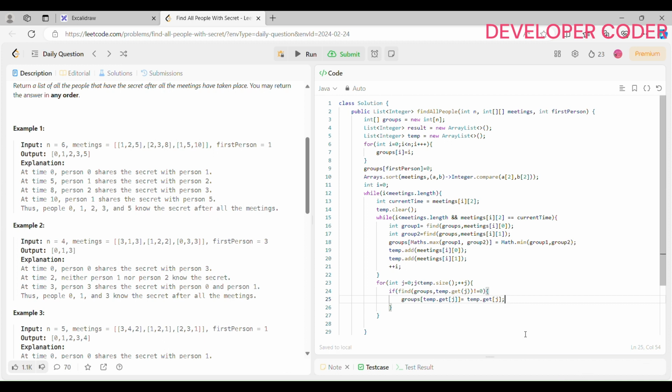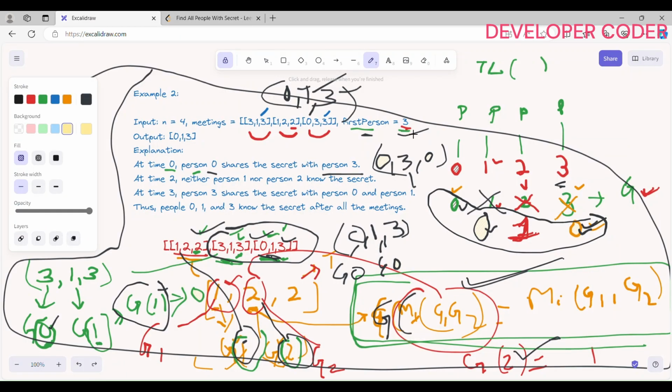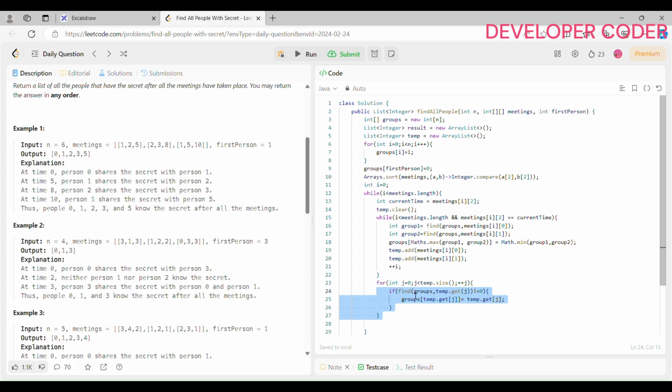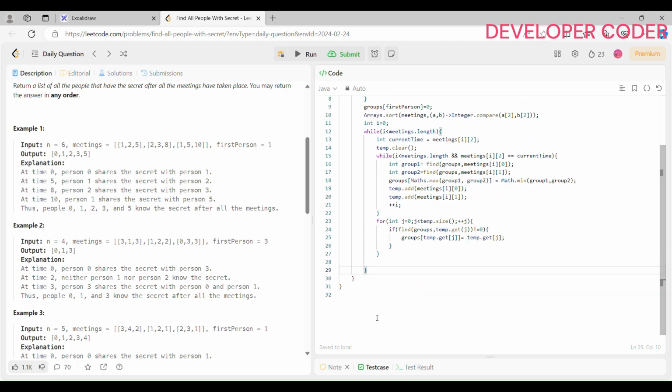temp.get(j). So every time I have to update the group. So here I am updating the group. So this is the step 3 to 1, 3 to 0, 1 to 0, 3 to 0 in the starting. It is not required, but all the other things that I have done. Okay, so this is done. Now this if condition ended here, this for loop ended here. Okay, so now this is done, and my while loop completes here.